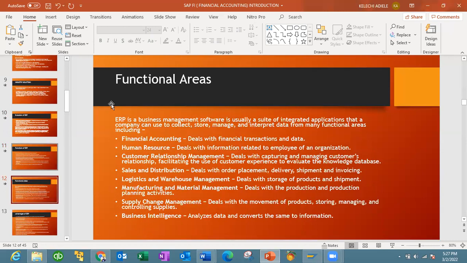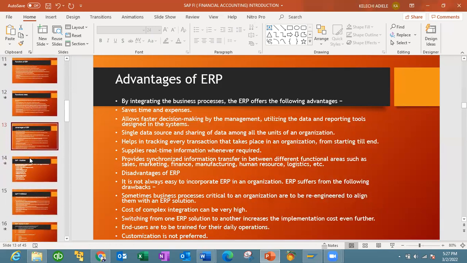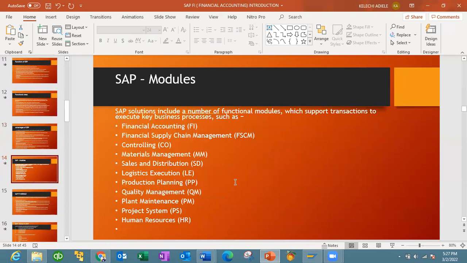Okay. So the functional areas we have are finance, human resources, CRM, sales and distribution, logistics, and a lot more: product planning PP, profitability COPA, and so many other functionalities. So we'll look at the advantages. We're going to stop here. Next, we're going to look at the modules.